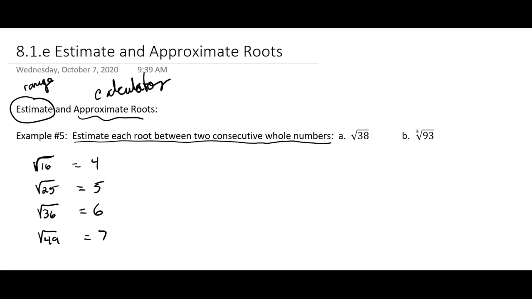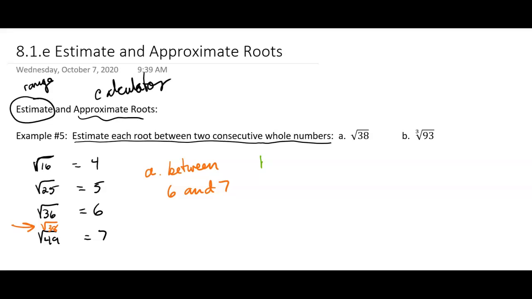So where is 38? The square root of 38 is in between there, right? So the square root of 38 has to be between 6 and 7. So for answer A, it says estimate each root between two consecutive whole numbers. It's going to be between 6 and 7. Okay, and that's all we're going to say for that one. All right, now we're going to do B.